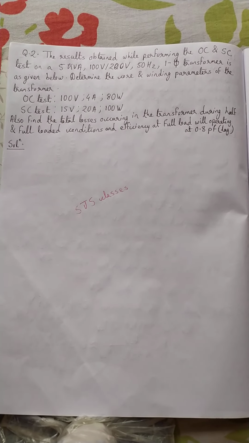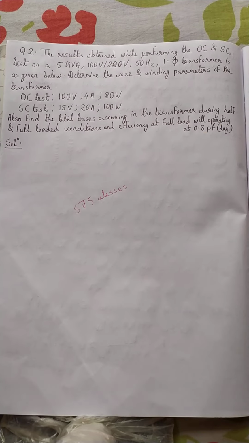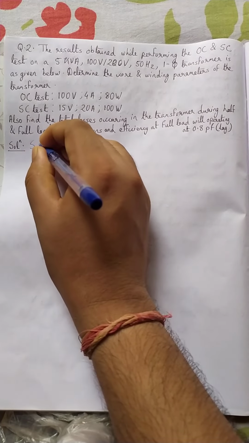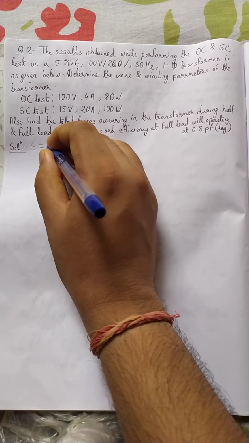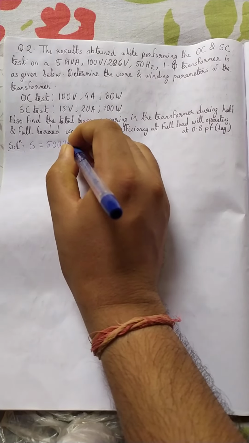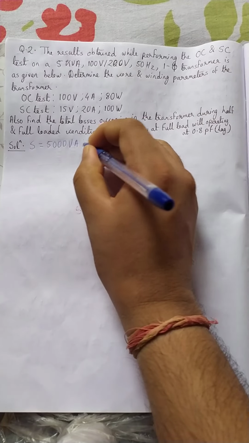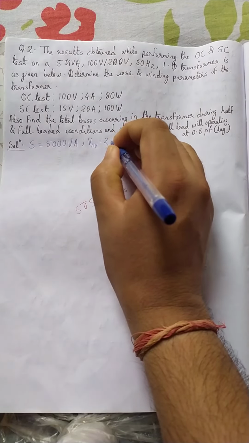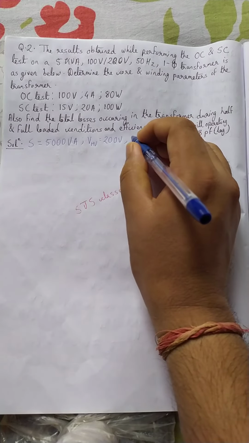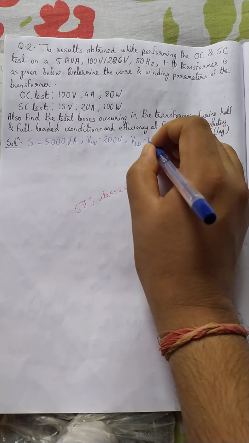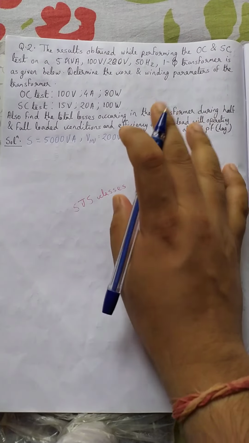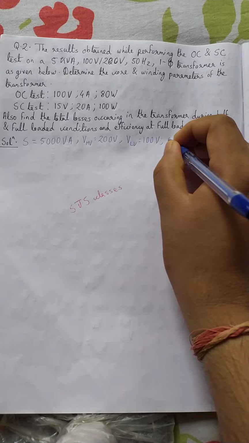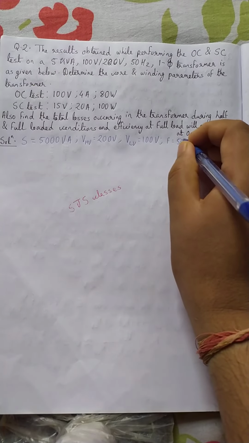So let's see what exactly we are trying to find out. What is given there? We know that the rating of the transformer is 5 kVA, so it is 5000 VA. High voltage side voltage is 200 volt. Low voltage side voltage is 100 volt. This is given, and frequency is given as 50 Hz.